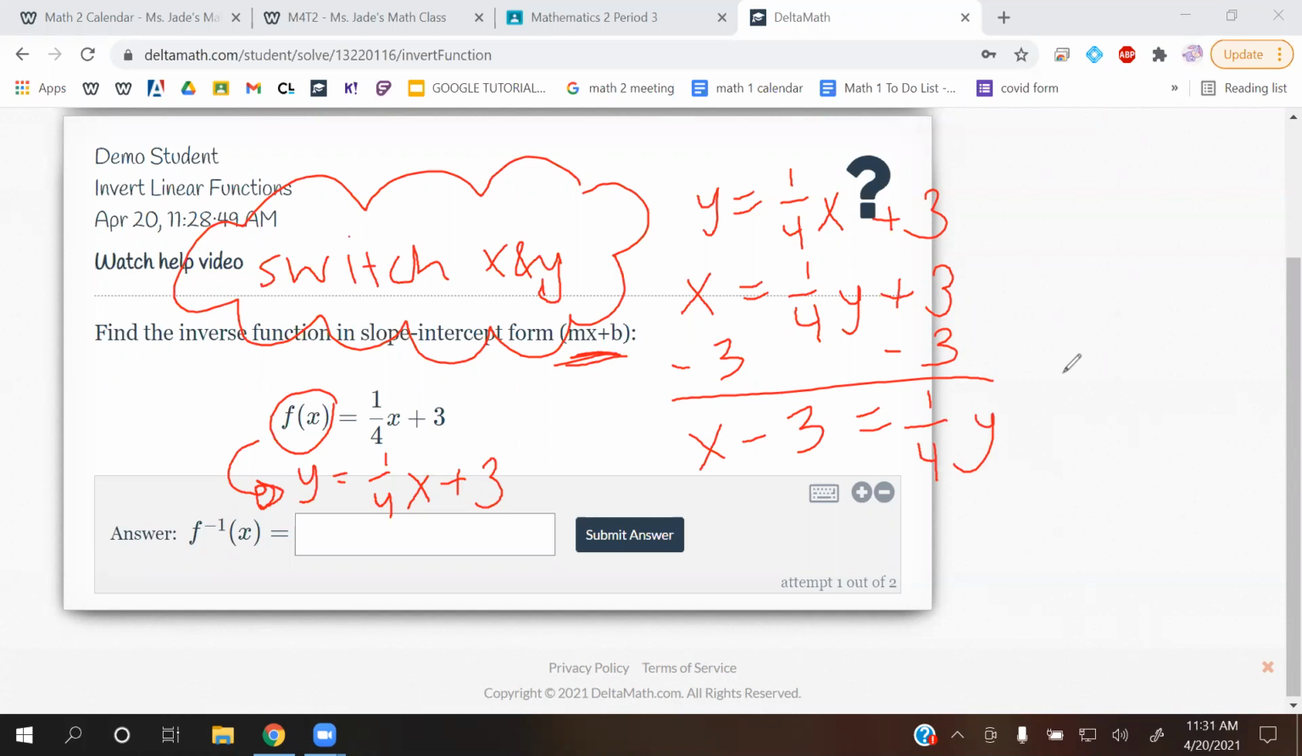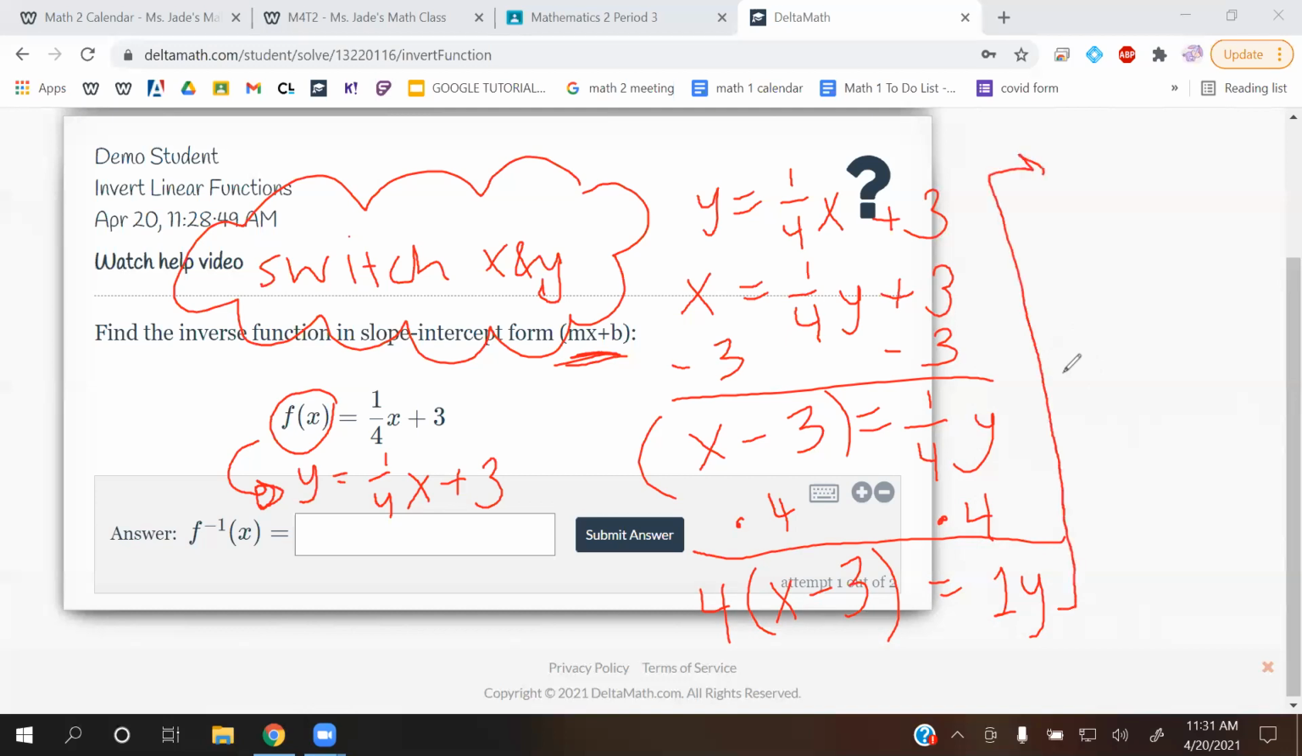So to get rid of the fraction, you just multiply by the bottom part, because fractions are division problems. This is literally 1 divided by 4. So to get rid of dividing by 4, you just multiply by 4. So everything gets multiplied by 4. So then we get 4x minus 3 equals 1y. 1y is just y, so this can just be rewritten as y. However, I wrote the 1 out so that you can emphasize that the top of the fraction is the number in front of y.